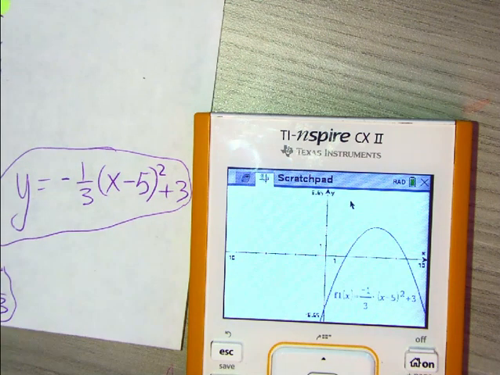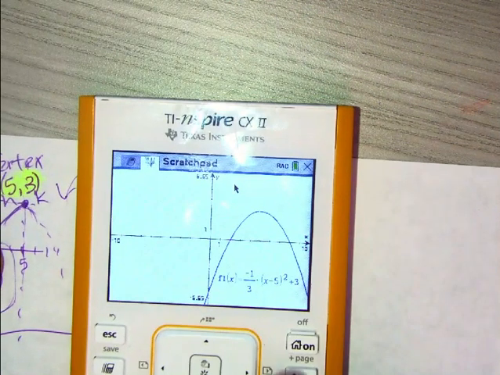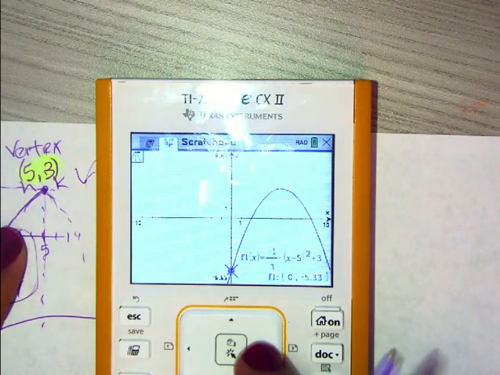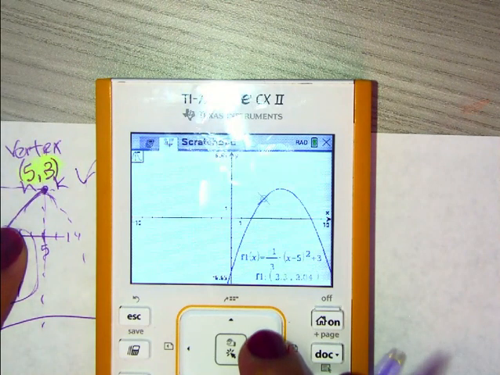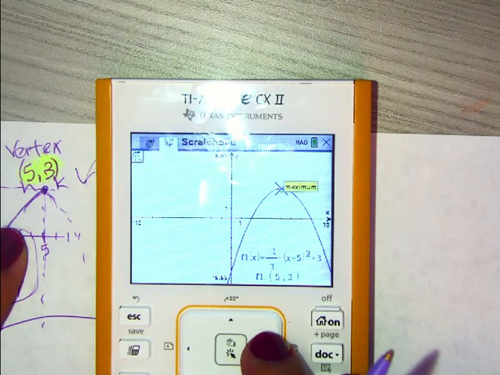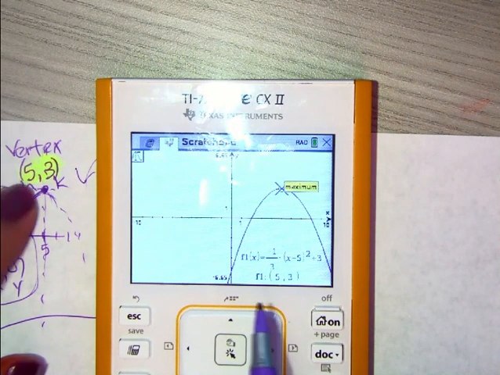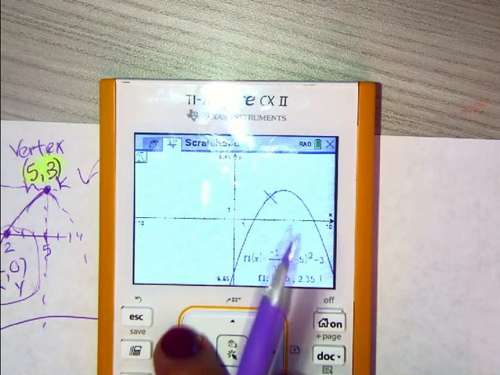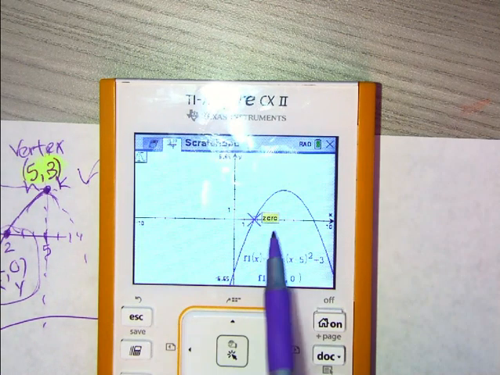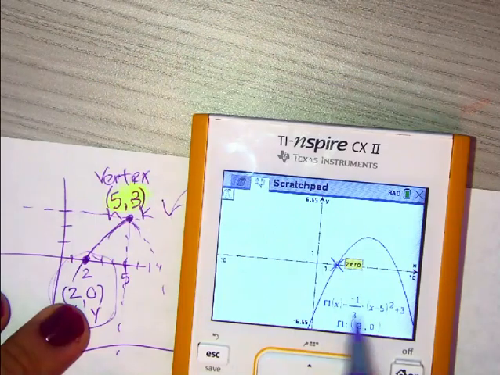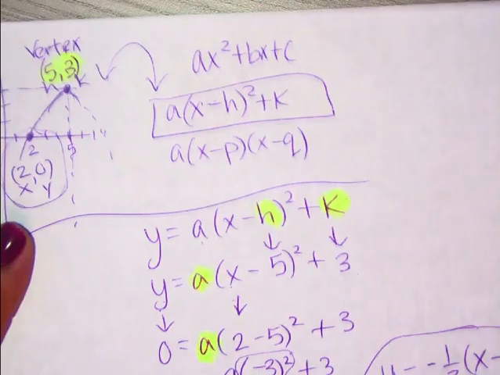All right, so to confirm that it has that vertex, I'm going to trace, and it should say maximum at (5, 3). So that confirms that. And then the 0 should say 0, and it's at (2, 0). So that confirms that this equation that we created is the correct answer for this problem.